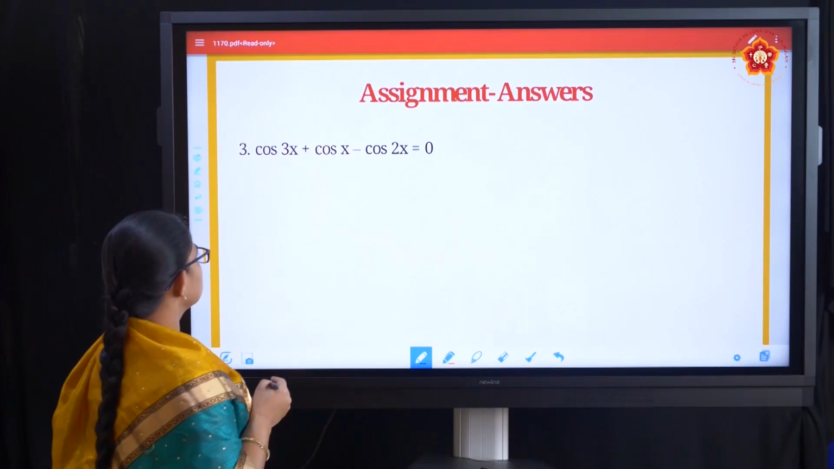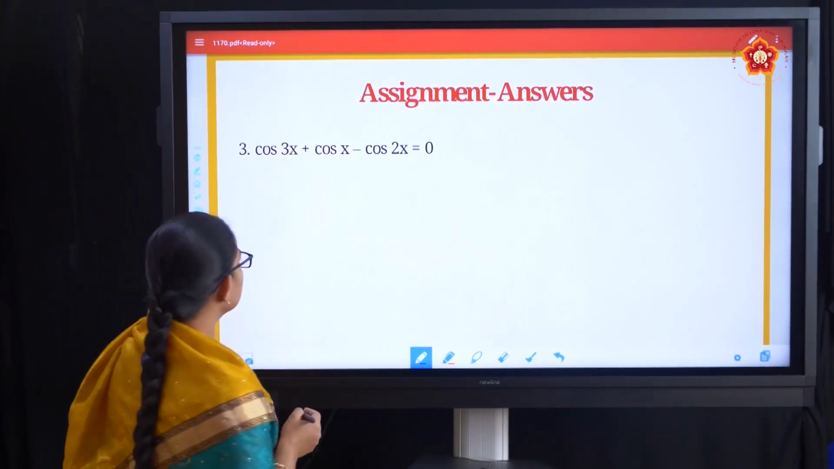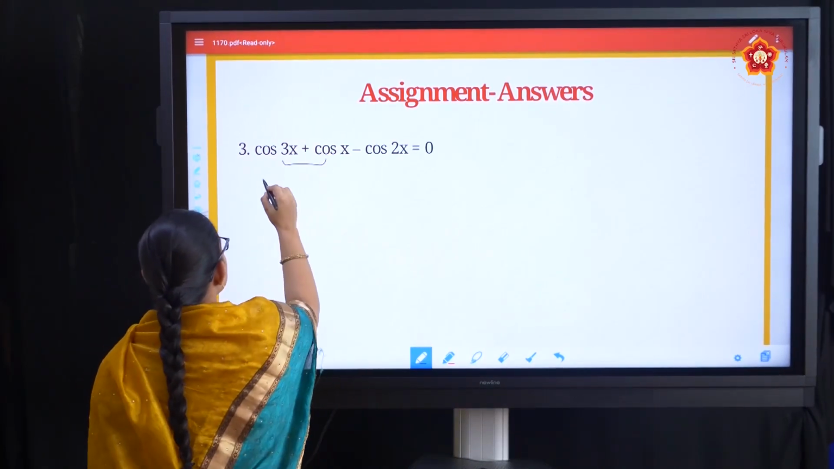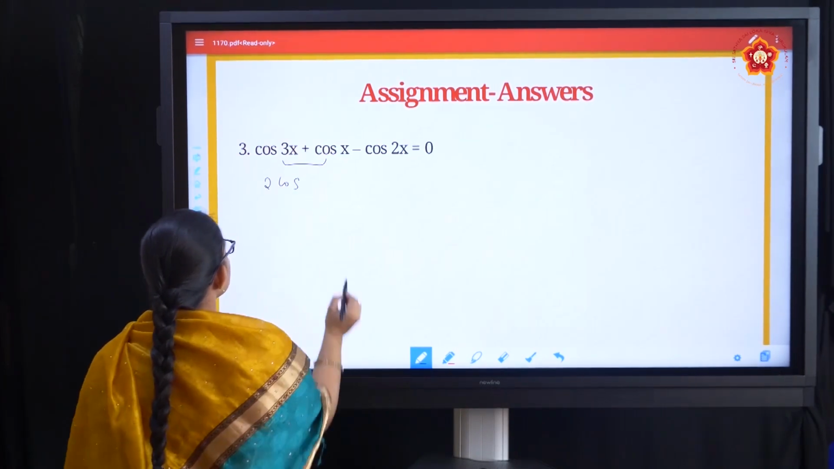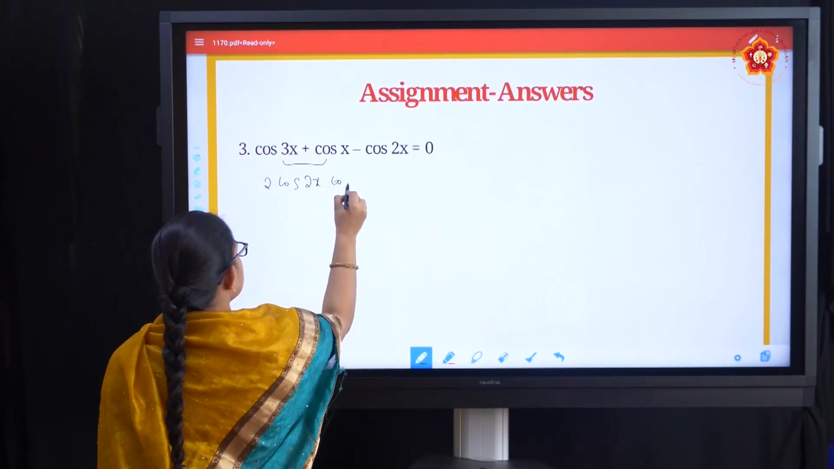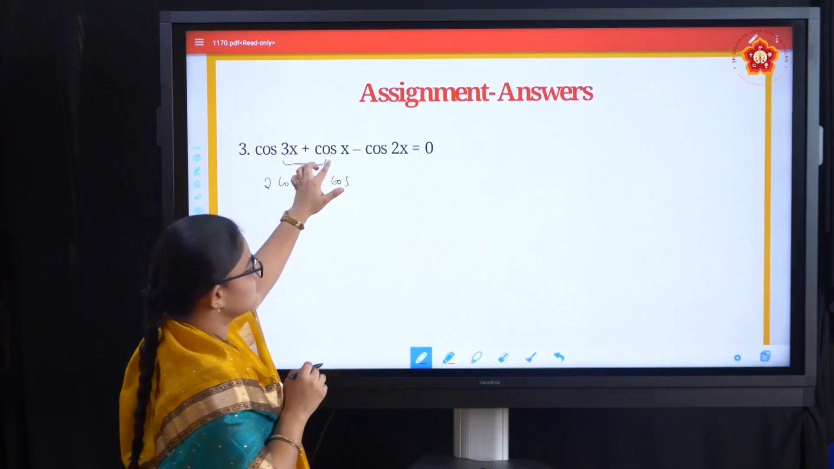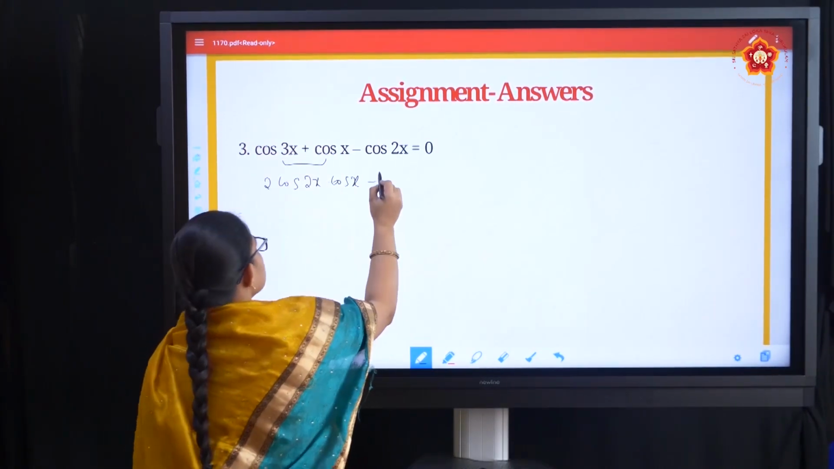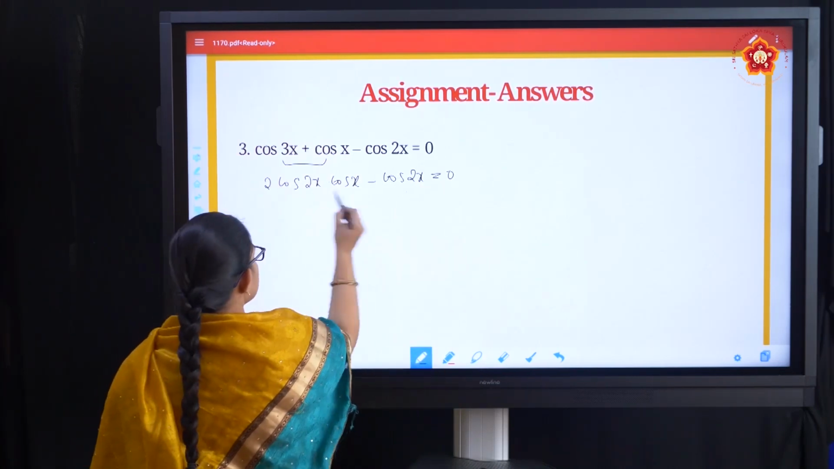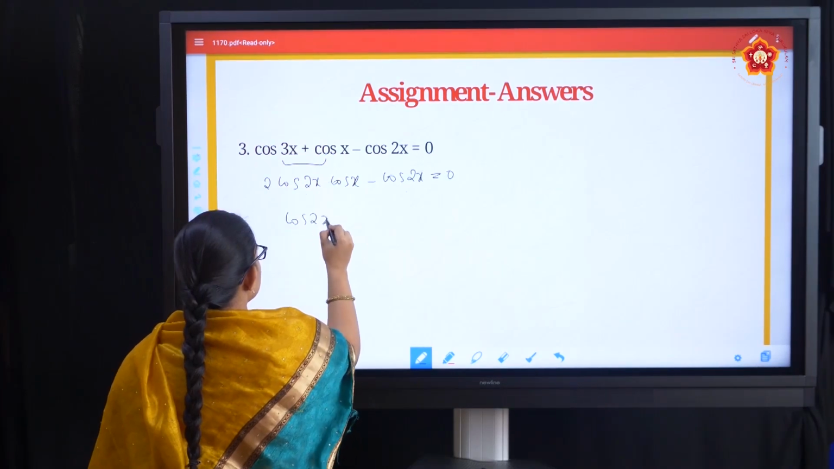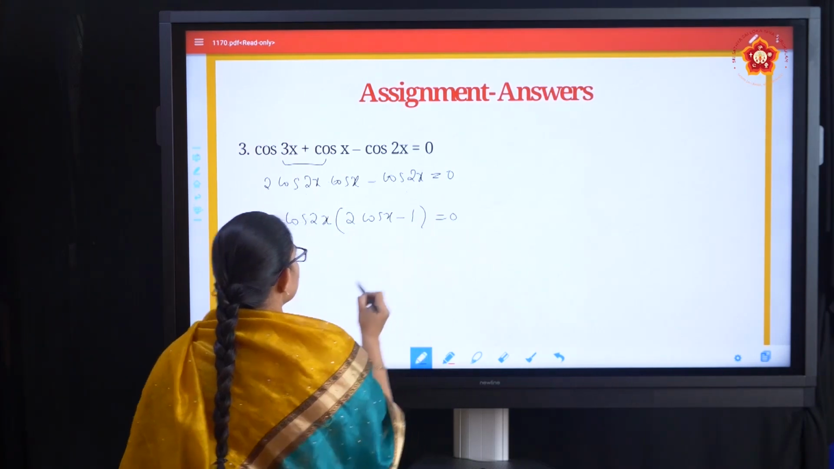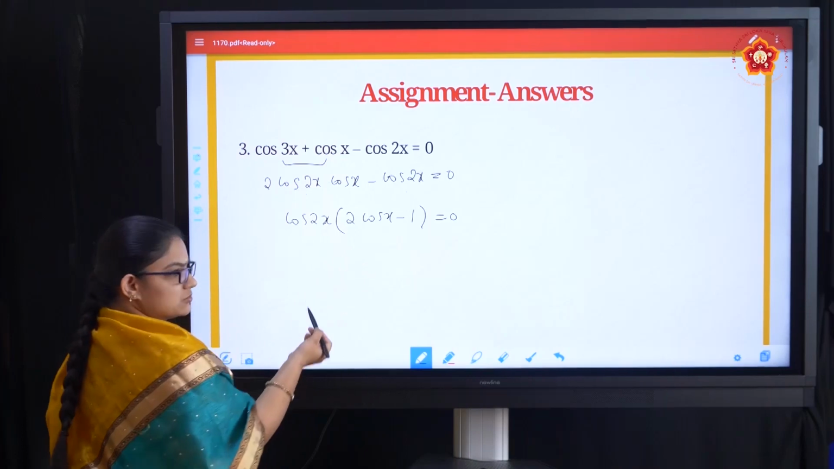We have next problem, cos 3x plus cos x minus cos 2x is equal to 0. So let us solve this. Cos 3x plus cos x, we can write it as 2 cos of x plus y by 2. So 3x plus x, 4x by 2, that is 2x, cos of x minus y by 2, that is 3x minus x, 2x by 2, that is x, minus cos 2x is equal to 0. So we can see here cos 2x is common. So take cos 2x outside. So we have 2 cos x minus 1 is equal to 0.